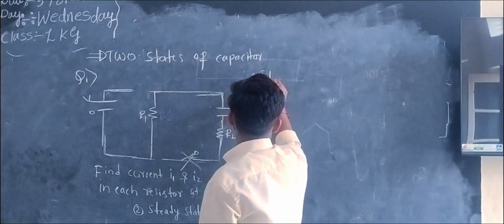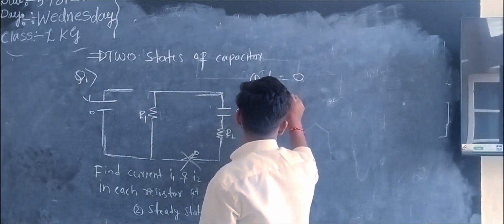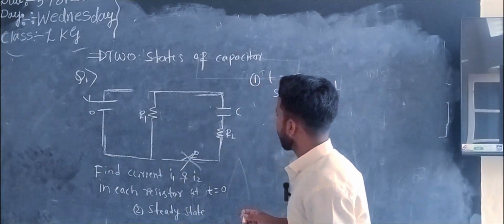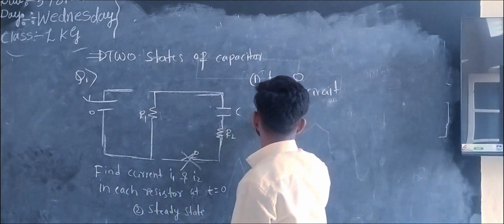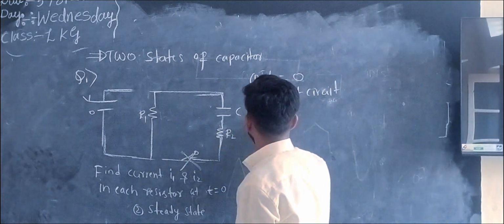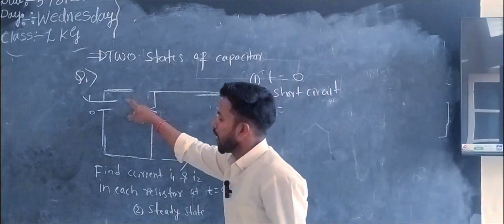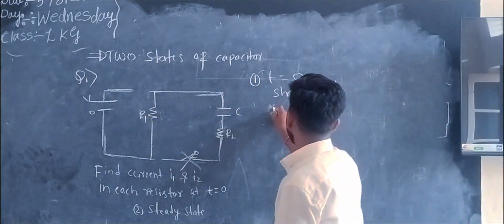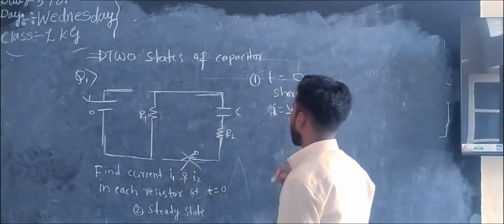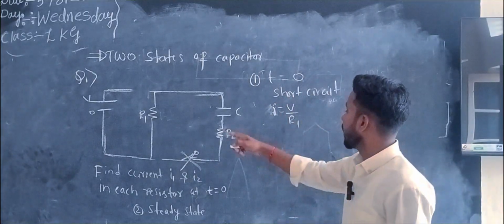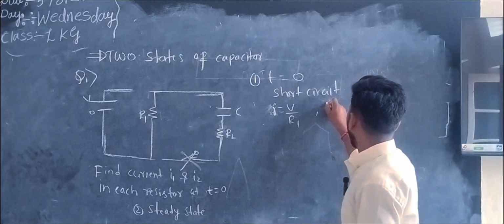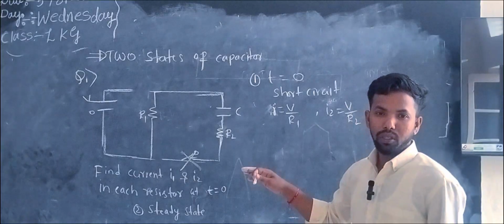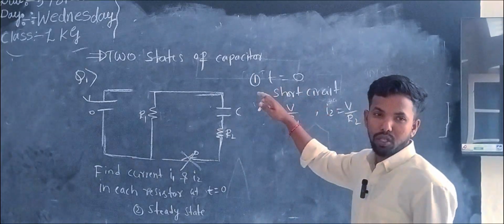First case, T is equal to 0, short circuit. For this, no problem. Parallel connection, voltage is the same. I1 is equal to V by R1. I2 is equal to V by R2. How is it? Short circuit, T is equal to 0.